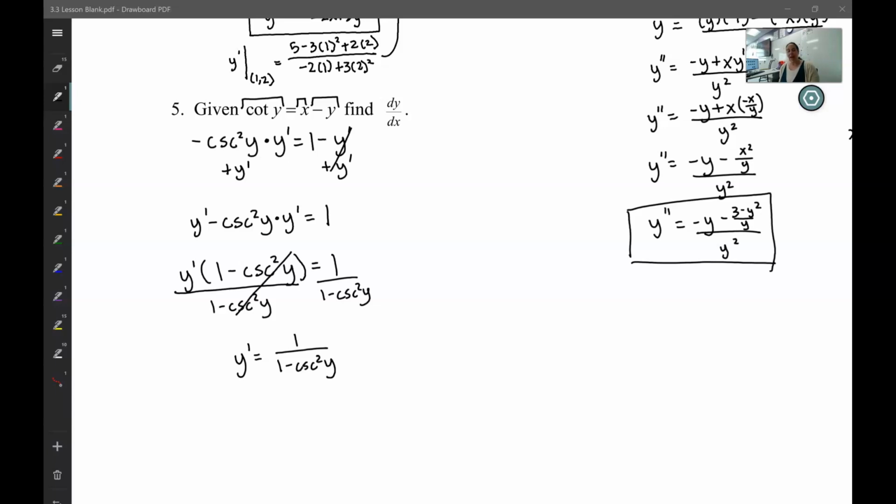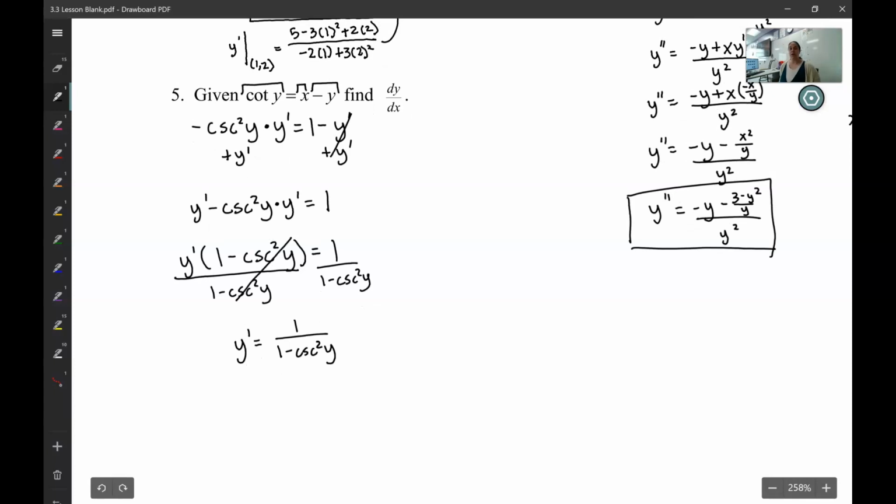Now I'm going to bring everything that has y primes to one side. So that's all my y primes. Everything else that doesn't have a y prime on the other side. So then I can factor a y prime out. And this is what I'm left with. Divide by what's left. So then I have y prime by itself and then everything else on the other side.